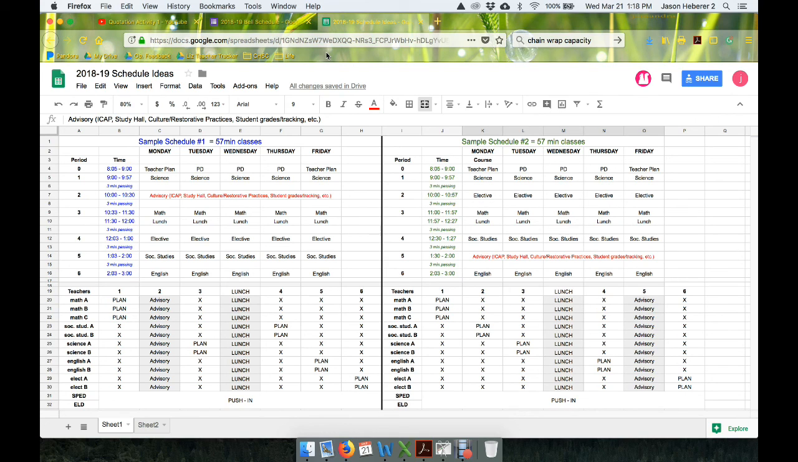Those are the overviews. So the big changes: 1 lunch, advisory for 30 minutes every day with the same cohort of students, and 3-minute passing periods instead of 2. Then the questions we have is advisory second or fifth period, and do we want maybe 57-minute classes to keep it at 3 o'clock in time, or 60-minute classes to end at 3:15?